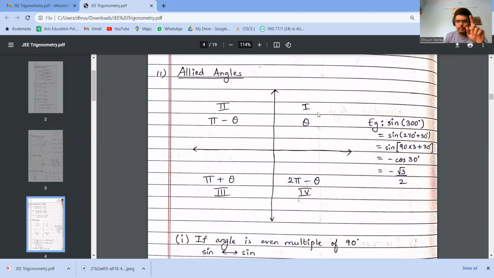I am sure you know this, but we need to revise this. This is one of the most important formulas.